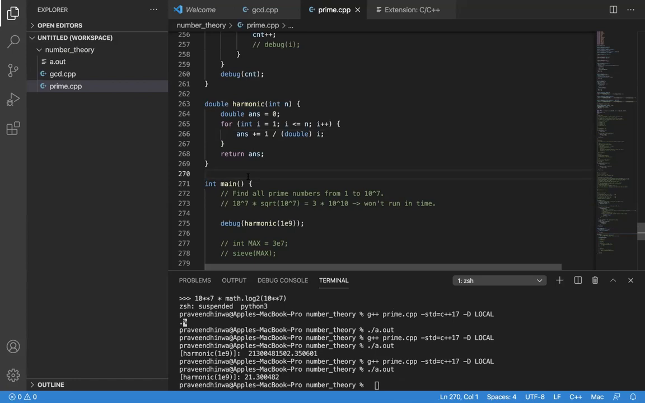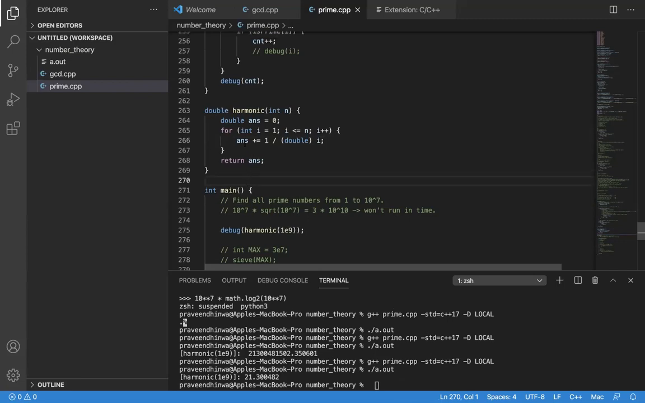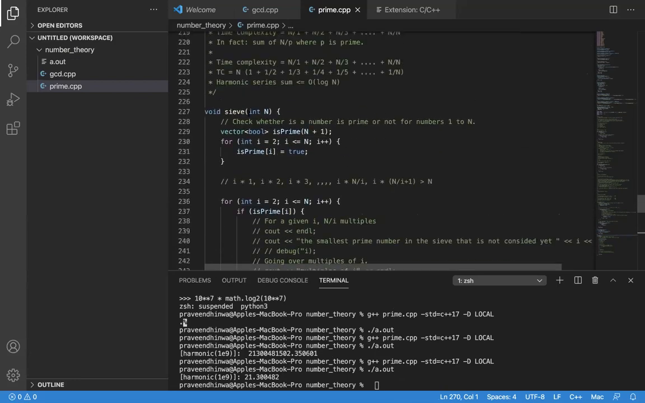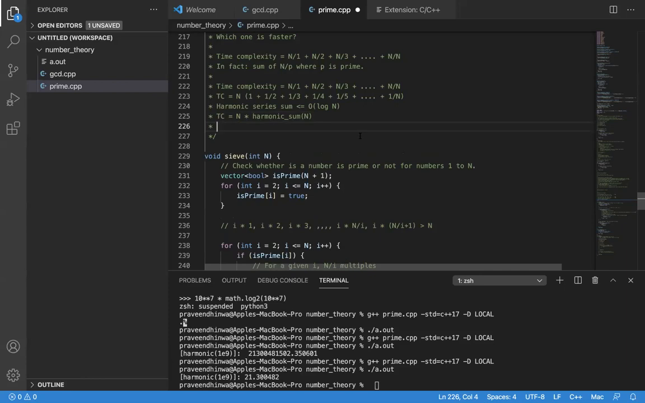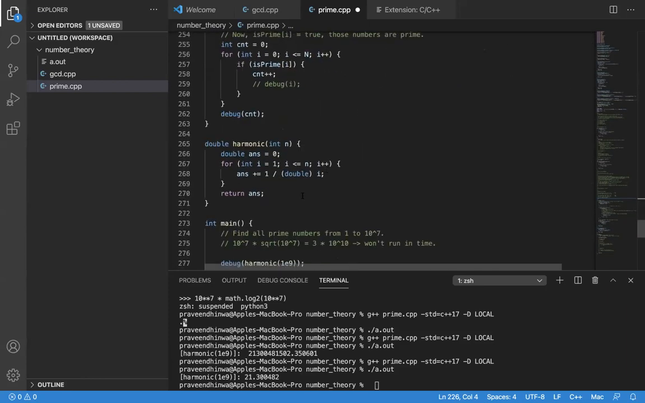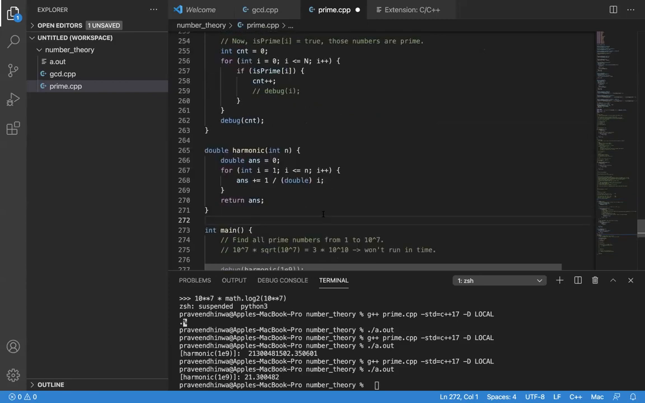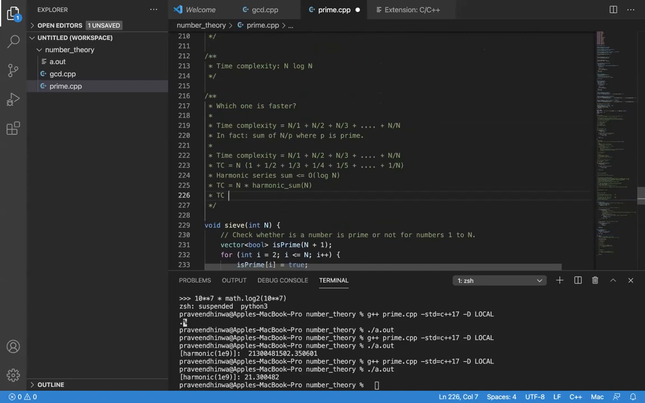In fact, this number is bounded by log. So this number will not be greater than log of n. This harmonic series, its sum will not be greater than log of n. And you can see that your time complexity is n times harmonic sum of n. And you can see that harmonic sum of n is a really small number. It's not that large a number. It's bounded by log of n. So you can see that your time complexity is n times log of n.